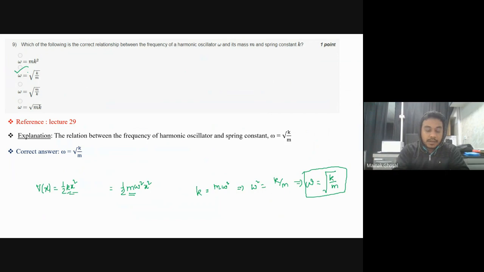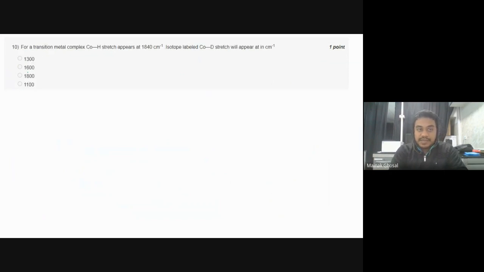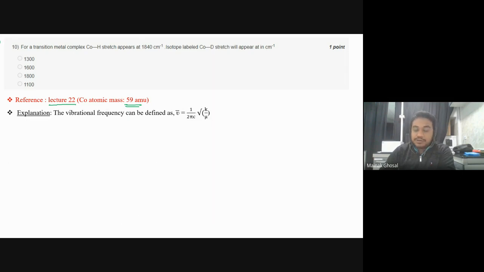Okay, so I am going to the last question, that for a transition metal complex the CO H stretch appears at 1840 centimeter inverse. So you have to find where the isotope-labeled CO D stretch will appear. Okay, so it is not a question from this week. It is a question with reference to lecture number 22, where I have also discussed some questions regarding that. But here only one piece of information is missing, that you need to know the atomic mass of cobalt. So the atomic mass of cobalt I have written here as 59 atomic mass unit. So you should try this on your own, and then you can see the solution.